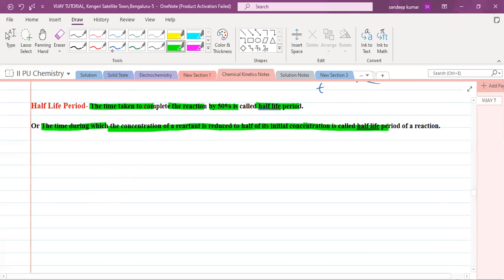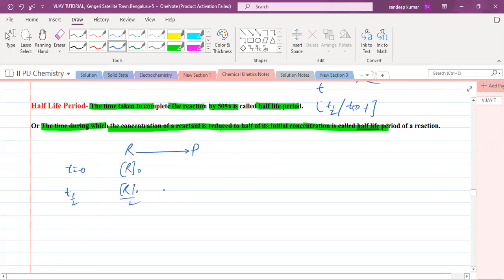So suppose consider any reaction, reactant to product. When time is 0, initially, let the concentration of reactant be R naught. Half-life period is denoted as T half or T 50%. So concentration of reactant is reduced to R naught by 2. So we are going to derive an expression of T half for first order reactions. Am I clear?